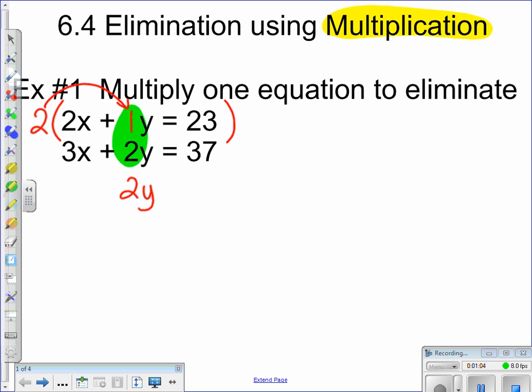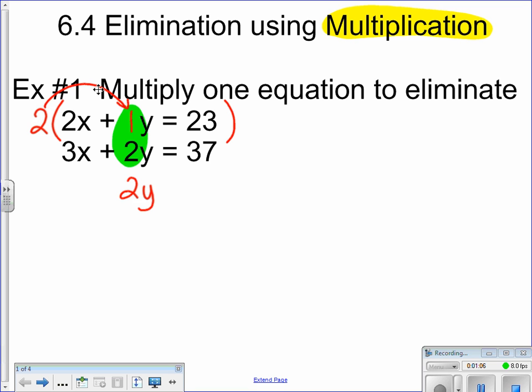But remember, I already have a positive 2y above it. So this 2y, in order to cancel it out and to eliminate it, needs to be a negative 2y. So if I multiply by negative 2, I will get that result. So go ahead and multiply the entire first row by negative 2. That will give us negative 4x and negative 46.